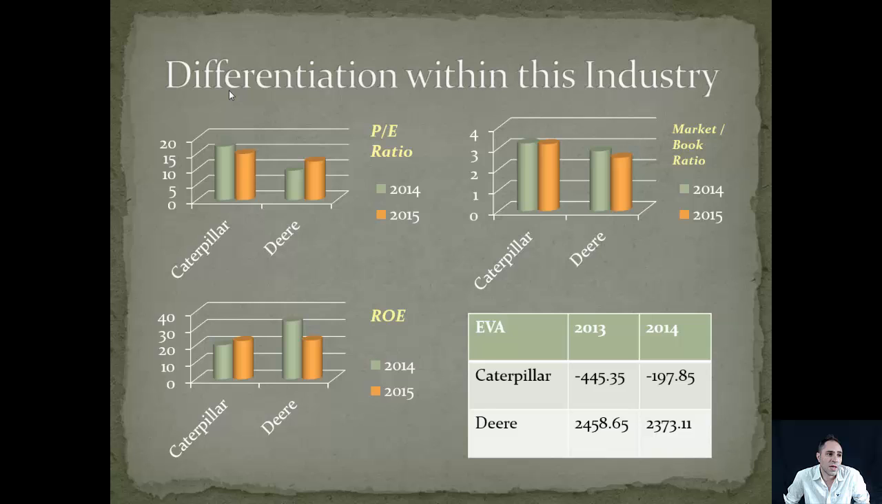Caterpillar is looking at an increase in the return on equity, and John Deere is looking at a potential decrease in the return on equity. But if you look at these EVA, Caterpillar in 2013 and 2014 have negative EVA, while John Deere can boast a very high EVA value, well beyond 2000.